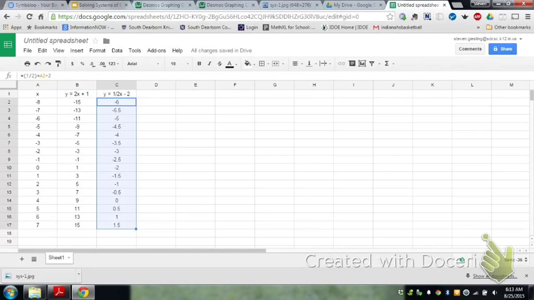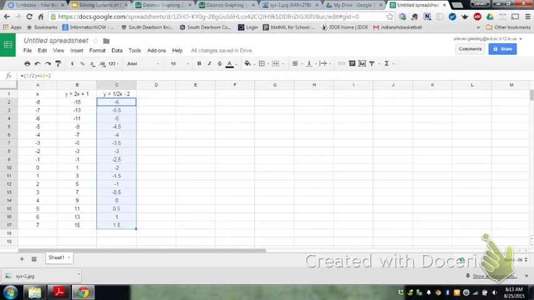Now, where is our solution? Well, our solution is the row where the y values are the same. So in B and C, we'll look for what's the same. Negative 15, negative 6, not quite.